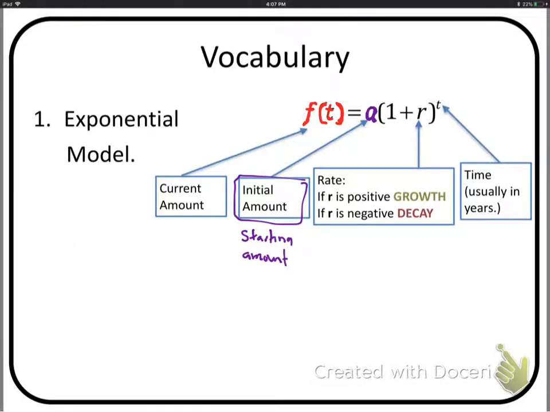Our rate is embedded inside the parentheses. If you understand that, it'll take away a lot of confusion. Even though this is 1 plus r here, the rate is within the parentheses and we can solve for it. And lastly, our variable t is our time in years. You always want your variable to just be t. You don't want it to be a number and t. You don't want it to have a coefficient. So you never want this to be 3t. You only want t.